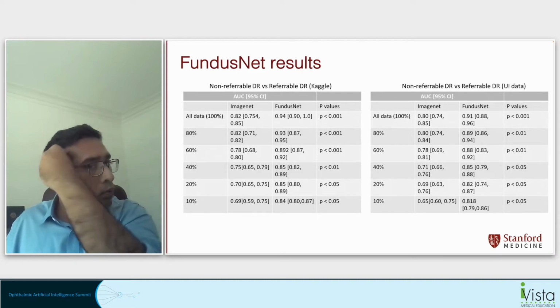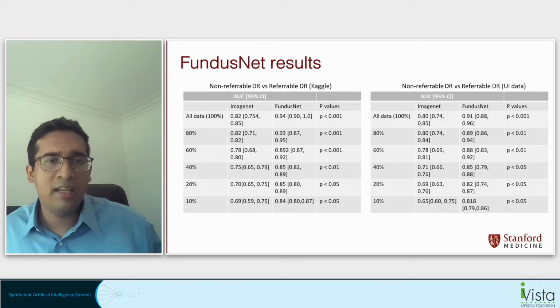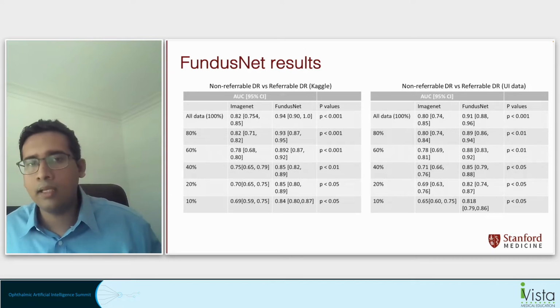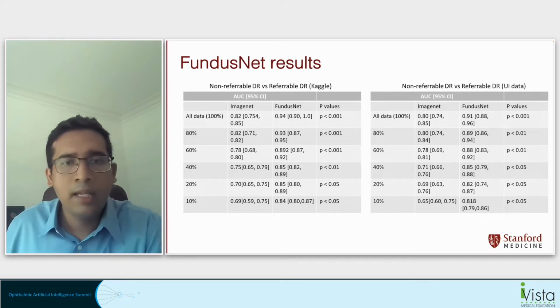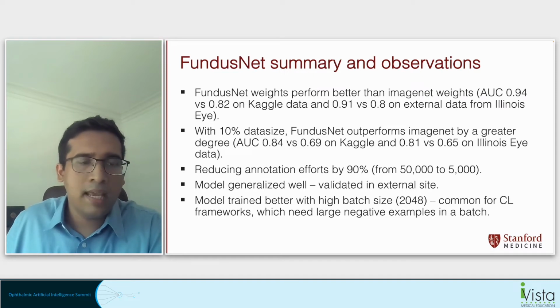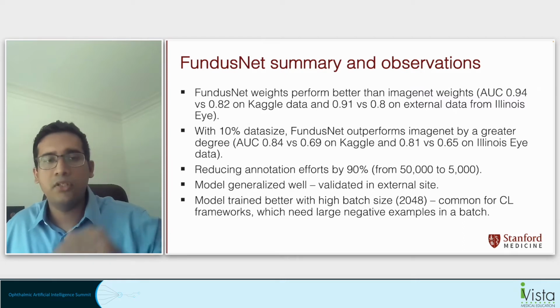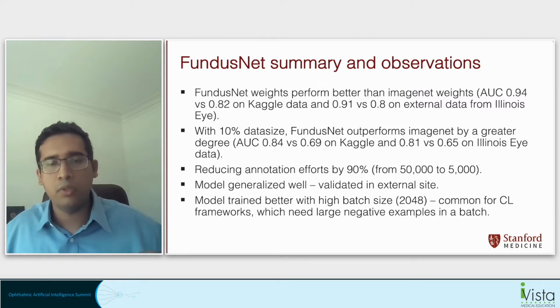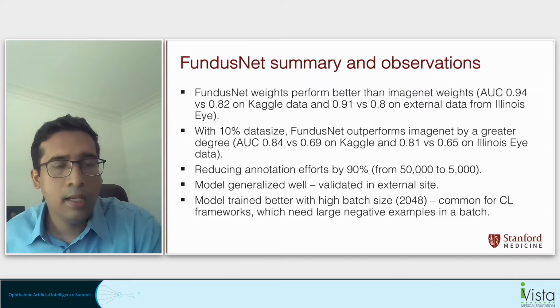And to show that it can work with a smaller number of data, we reduced the data set up to 10%, and we validated our data on Kaggle IPAX dataset, and then also validated them on independent, unseen clinical dataset from University of Illinois. So to summarize the results, basically, the fundus net weights perform really better compared to the ImageNet weights, in both datasets, and even with 10% dataset, it outperforms the ImageNet weights by a greater degree. As the data is reduced, there is a much bigger difference in performance between the ImageNet weights and the fundus net weights. So this reduces the annotation effort by almost 90%. The model also generalized really well, validated in the external data set.